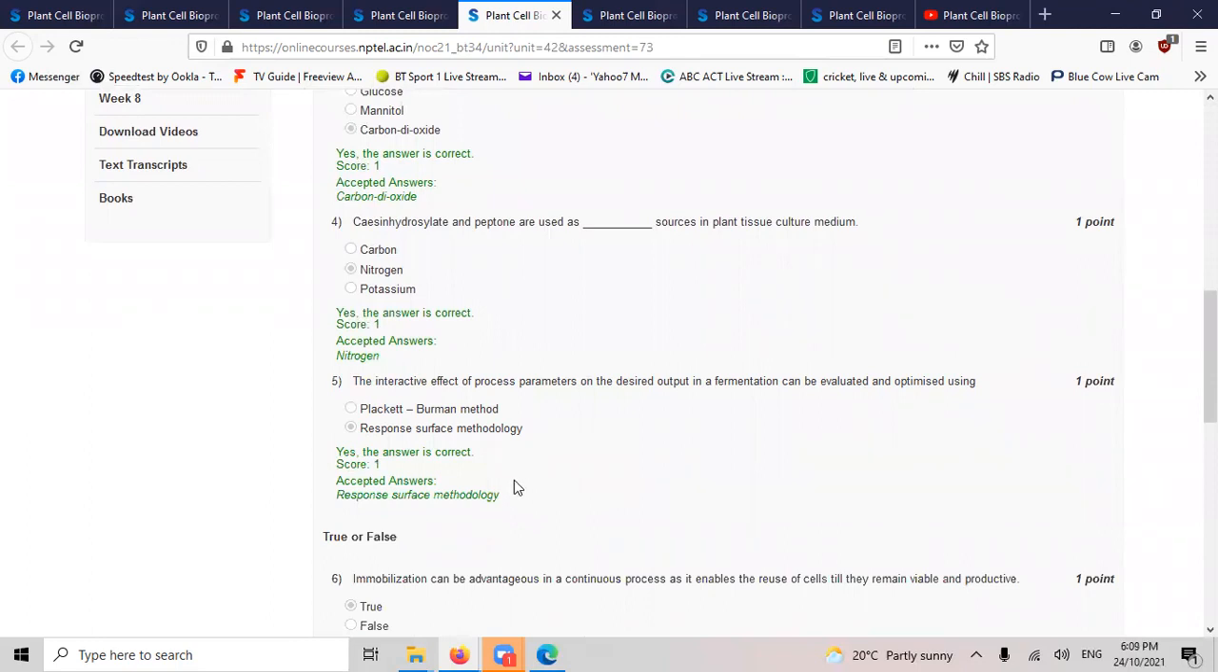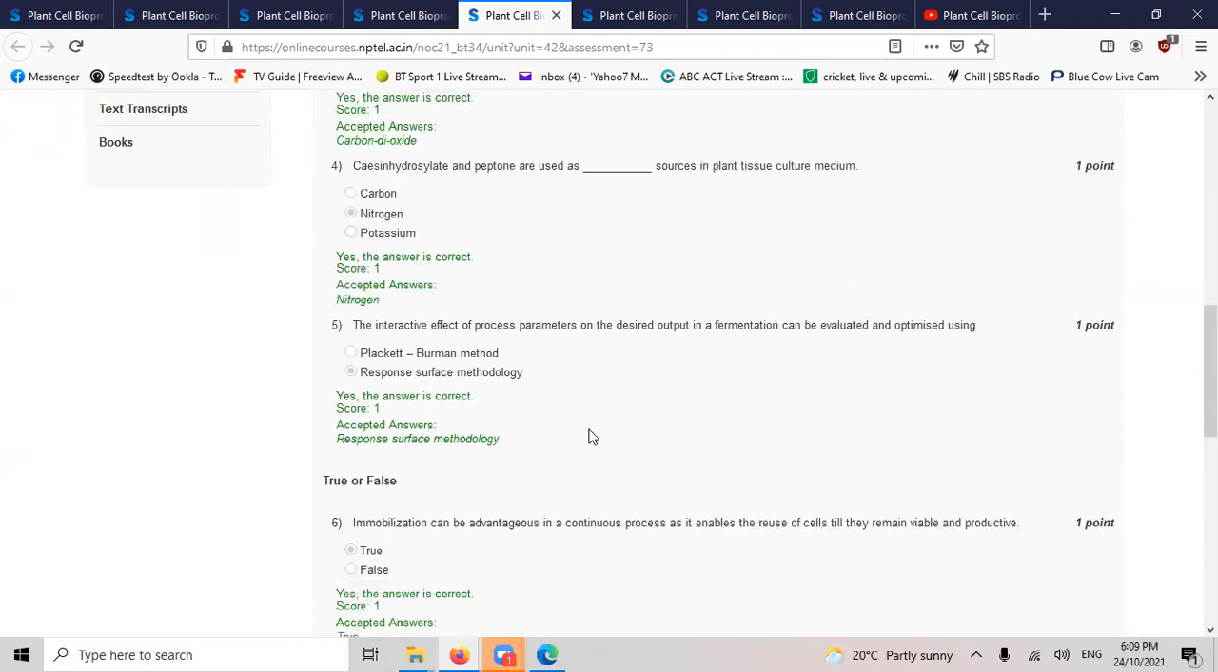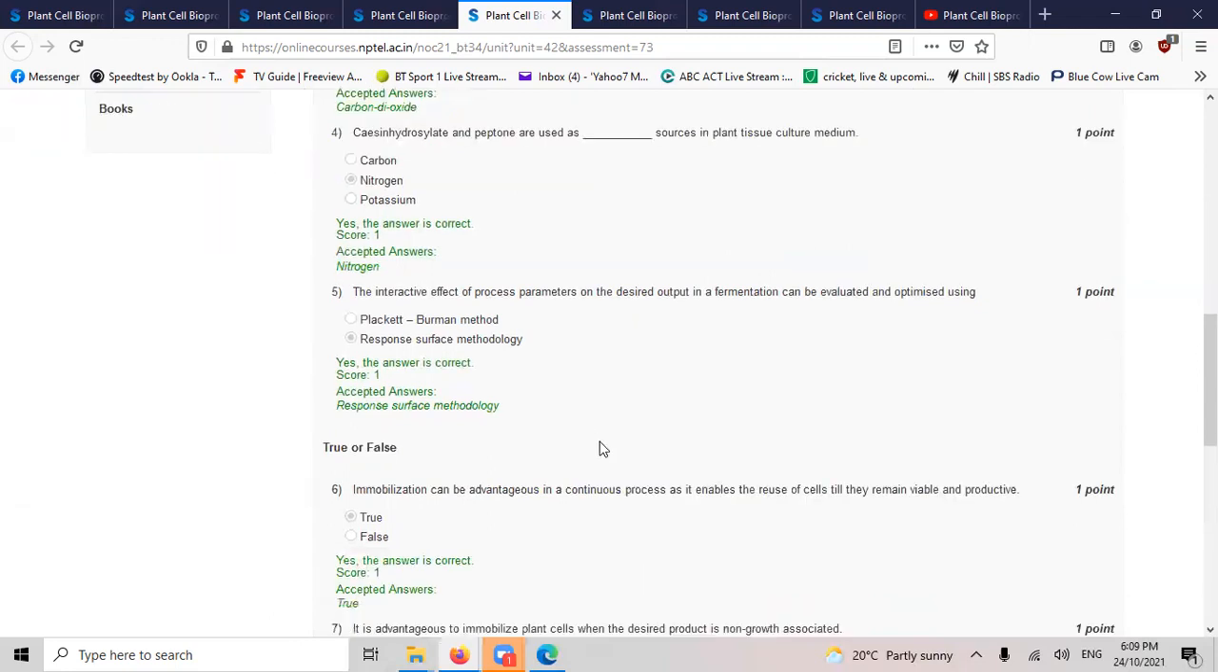Immobilization can be advantageous in continuous processes as it enables the reuse of cells till they remain viable. Bloody oath, that's the best bit about tissue culture. You can just keep pumping them out. It's so cool. Just got to have the right conditions for it.